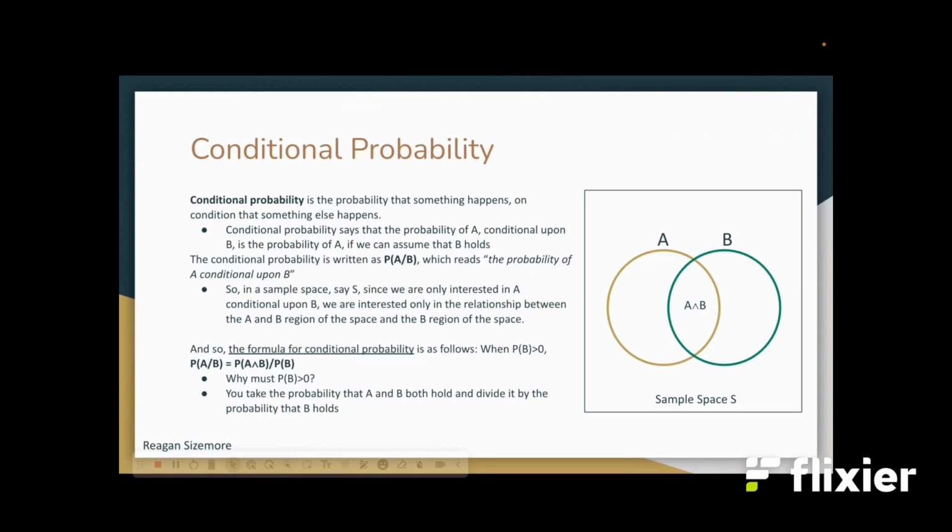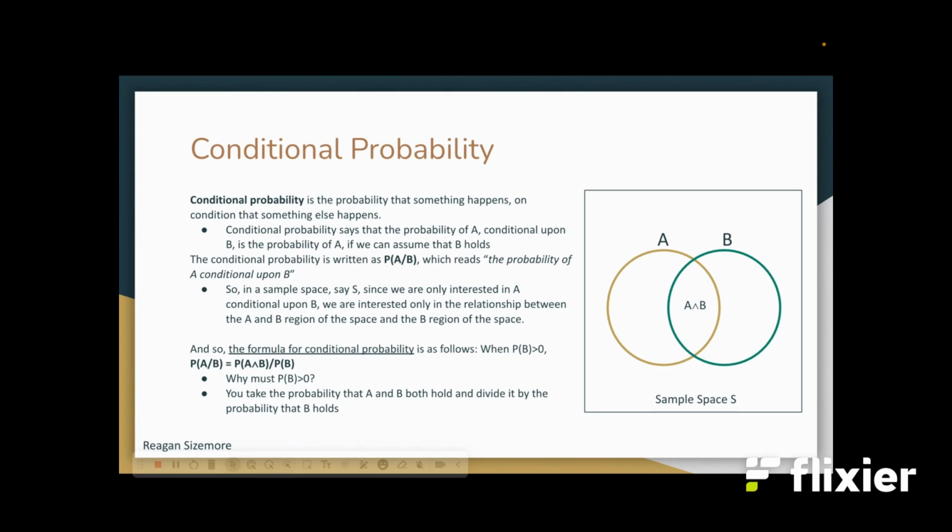So what is conditional probability? Conditional probability is essentially a measure of the probability of an event happening on condition that another event has also happened. Conditional probability says that the probability of A conditional upon B is the probability of A if we can assume that B holds. A quick reminder that is worth noting is that there is no requirement that B actually holds in this situation. So, from this information, we can write the conditional probability as P(A|B), which we read as the probability of A conditional upon B.